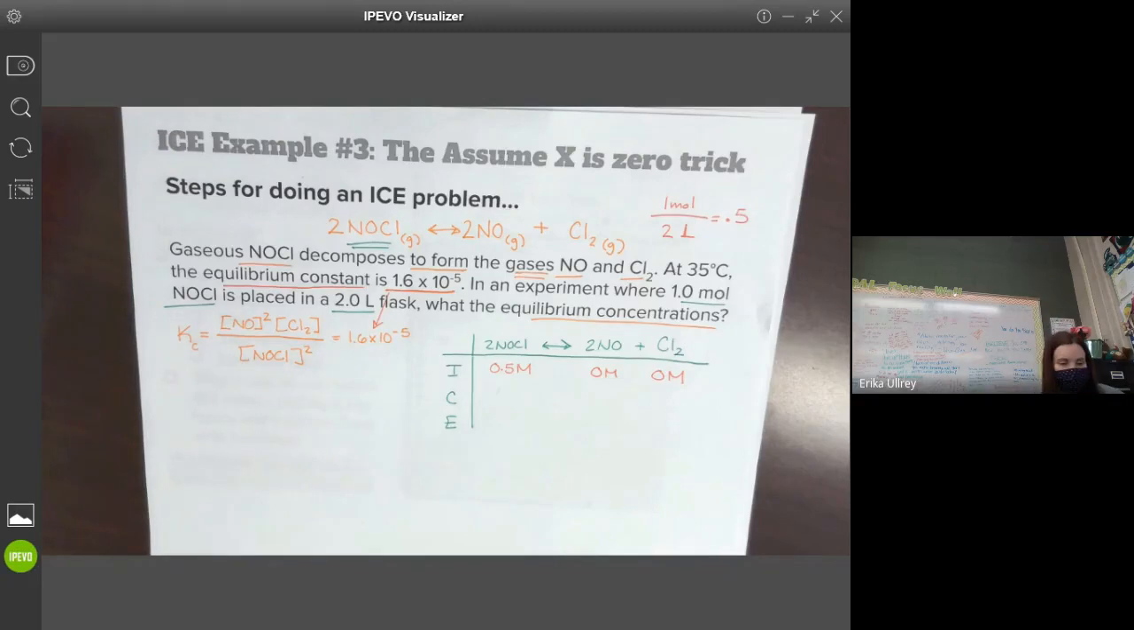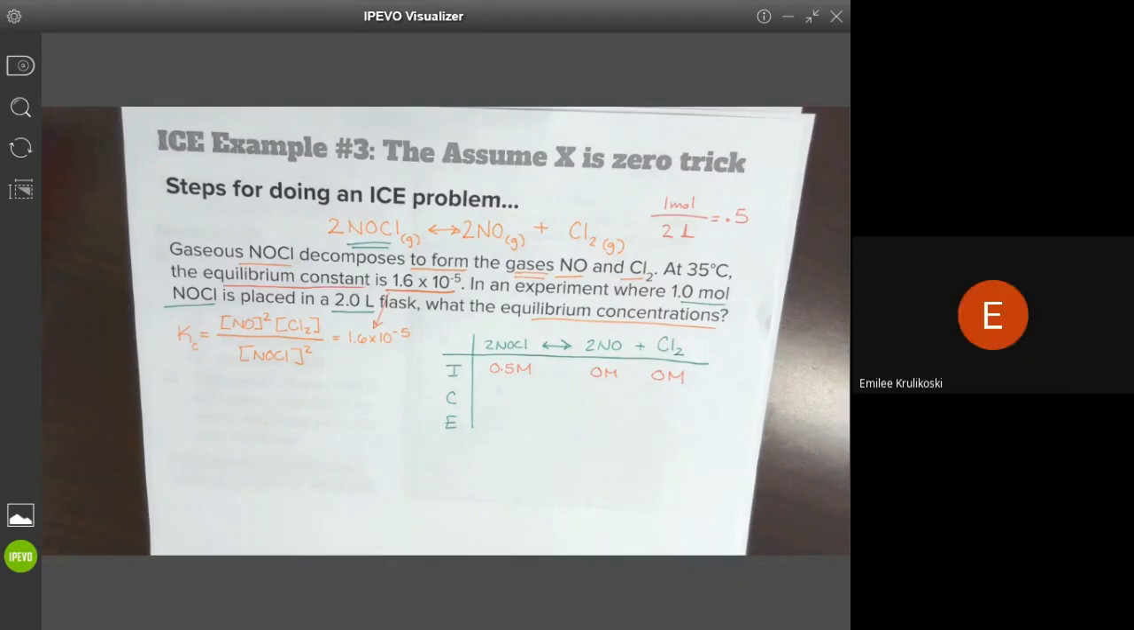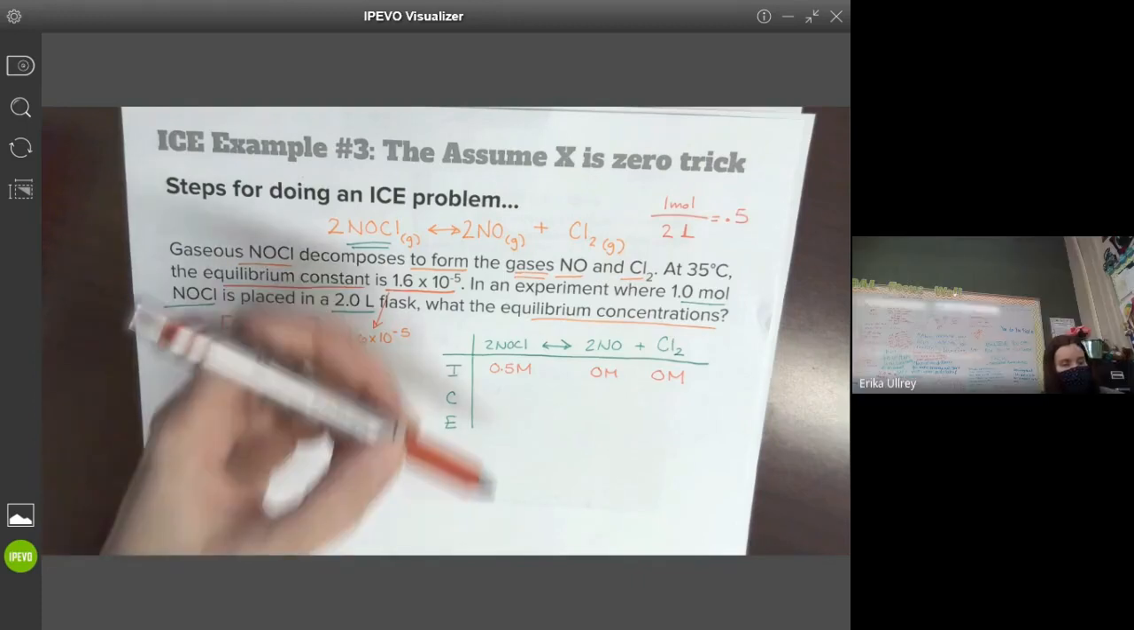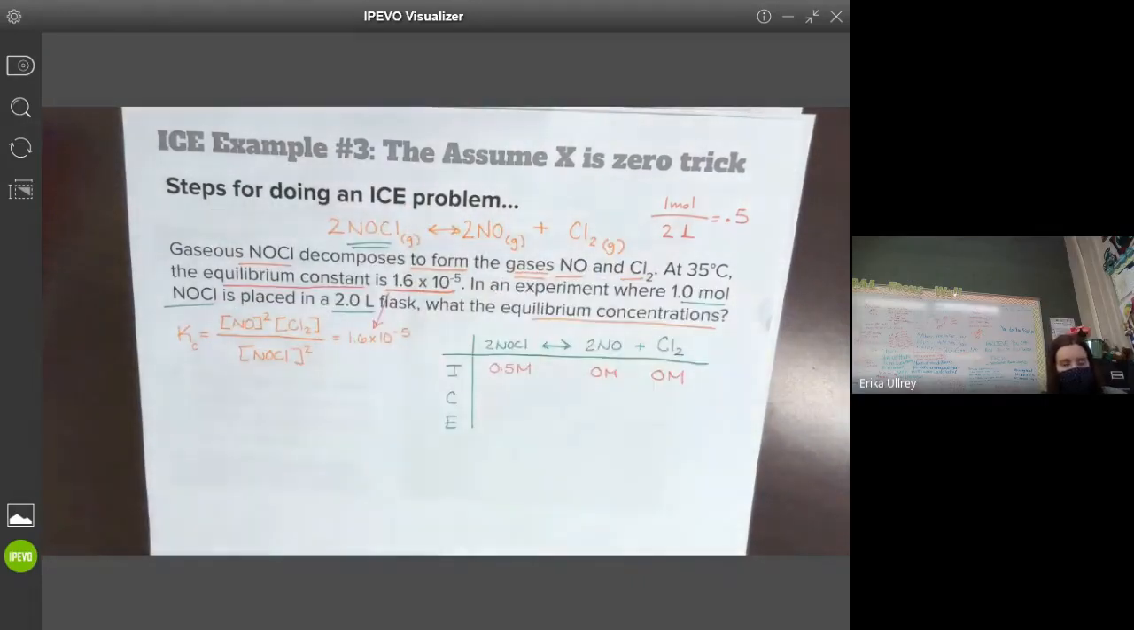Emily Krulikowski, what am I going to do for my change line here? I just got back from doing something. So what was the question? Yeah, so what is the change line going to be? What do we put in for the change?